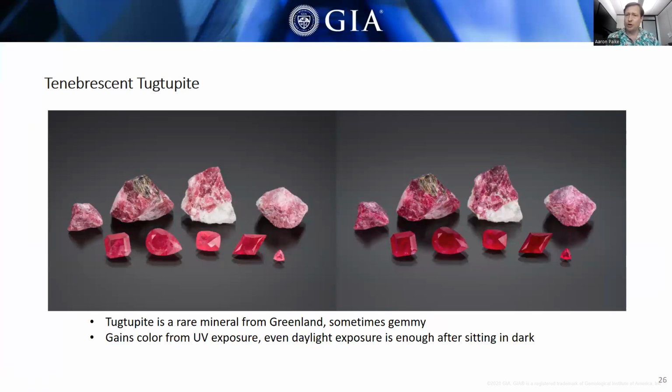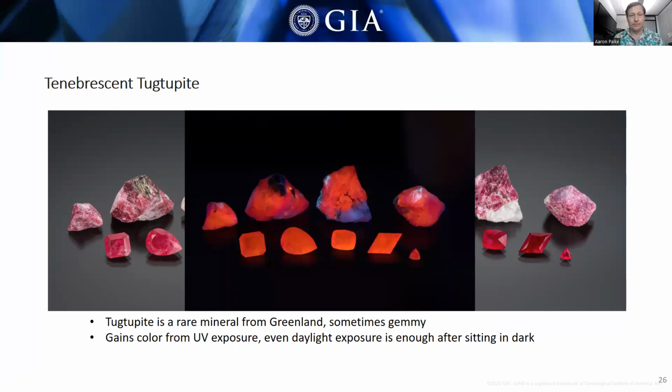Tuctapite is another example. We don't commonly see it in gem varieties, but we do see a lot of nice mineral specimens. This is a rare mineral from Greenland. It comes from one single source in Greenland. It gains intense red coloration with exposure to UV light, and it can even gain color by exposure to daylight after sitting in the dark. And there's a nice photo of the fluorescence we see in Tuctapite.